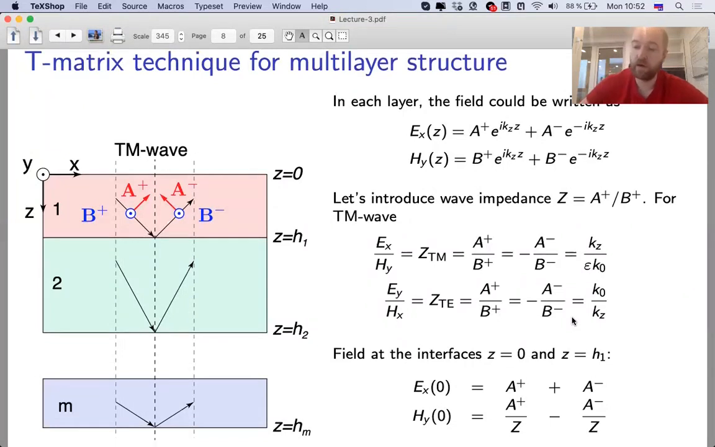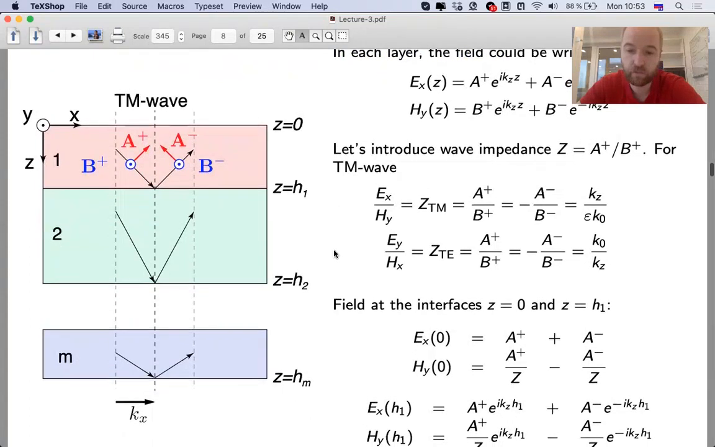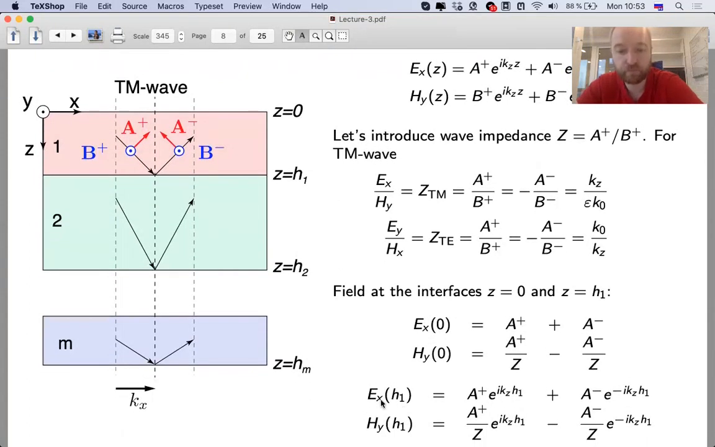And now let me consider, I know the total electric and total magnetic field, the tangential components at the upper interface. But let me write the amplitudes at the second interface when Z equal to H1. Like here, yeah? You see that the electric field is like A plus. I just substitute H1 instead of Z, and here also H1 instead of Z. And for the magnetic field, the same story.